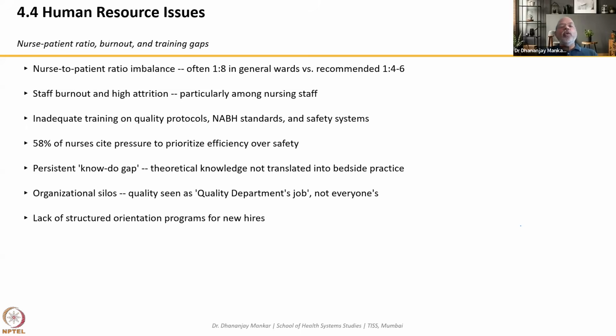Now comes the issues of human resources that we can identify. The nurse to patient ratio imbalance, often 1 to 8 in general wards versus the recommended 1 to 4 or 1 to 6. It is very important when you try to improve clinical outcomes, because an imbalanced nurse to patient ratio gives more chances of delays and ineffective treatment, or improper handling of patients, particularly in the IPD.